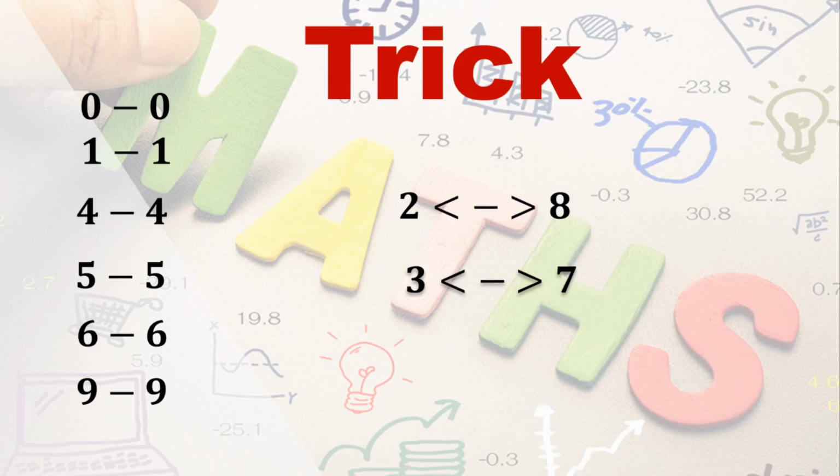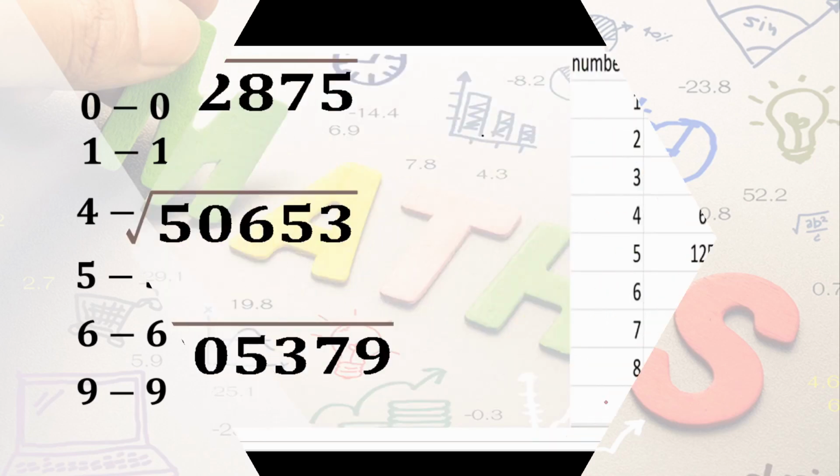In step number 1, you need to concentrate on the units place of your cube number. If your cube number contains 0, 1, 4, 5, 6 or 9 in its units place, you need to mention the same number in the cube root's units place. If it is 2, you need to mention it as 8. I'll teach step number 2 along with the problem.